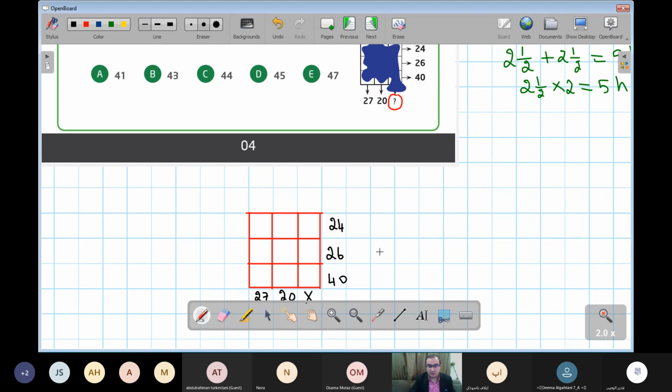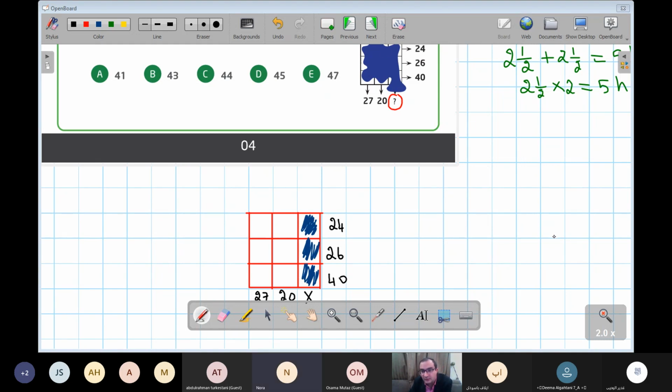So I want to know the sum of these 3 boxes. This is the first one, plus the second one, plus the third one. Noura, are you still with me? Do you have an answer?